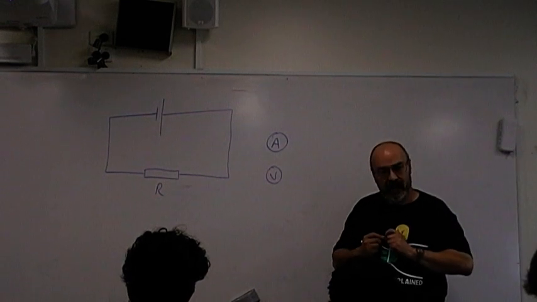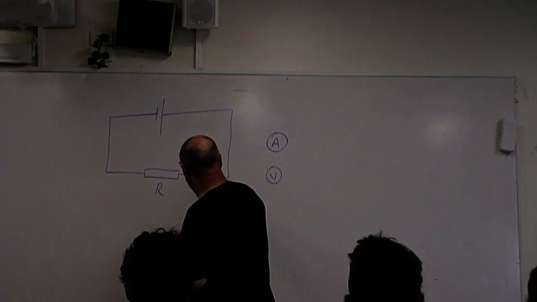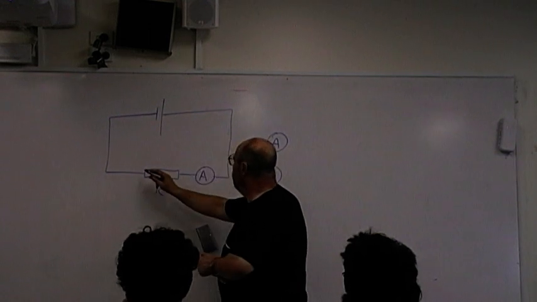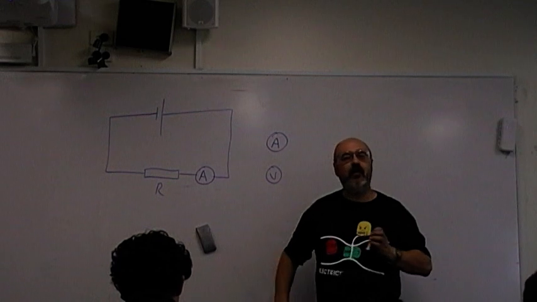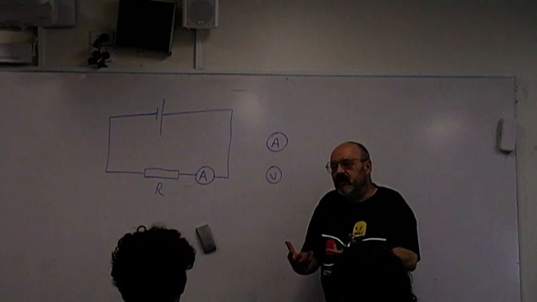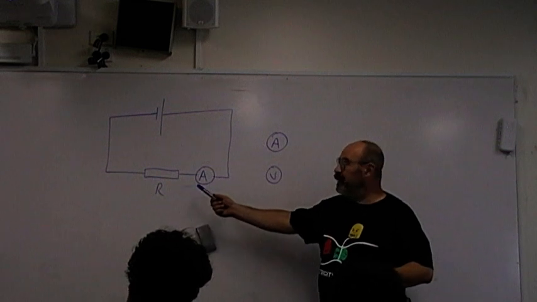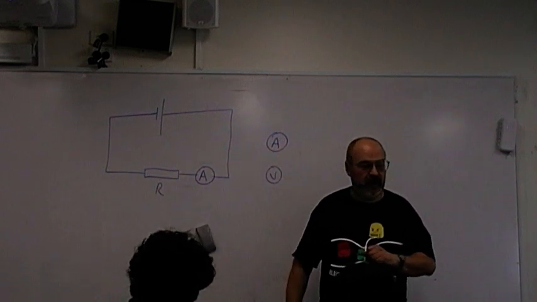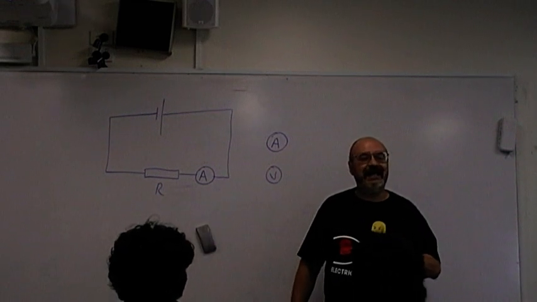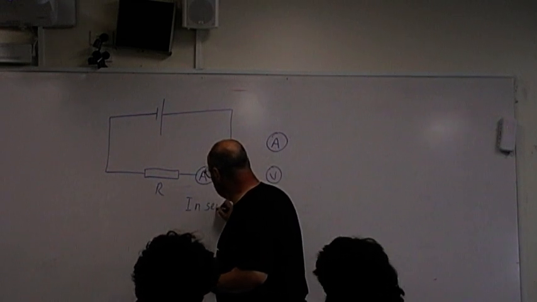Now, how do we add them? The ammeter, we add like this, before or after the resistor, in series. Why do we do that? Because what an ammeter does, in fact, is sort of count all electrons coming through. So we need to make sure that every single electron will get through the ammeter. So that's how we connect ammeters. And that's called in series.